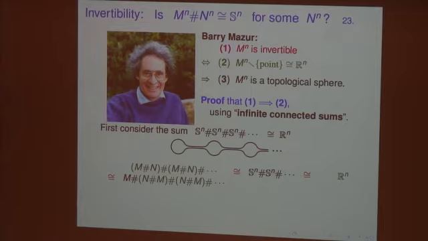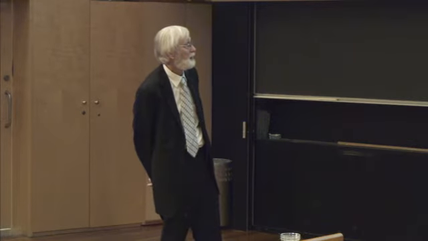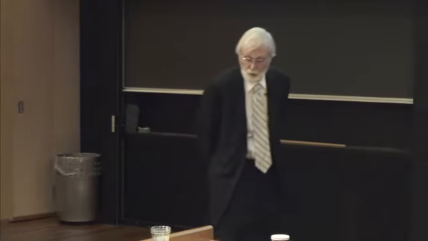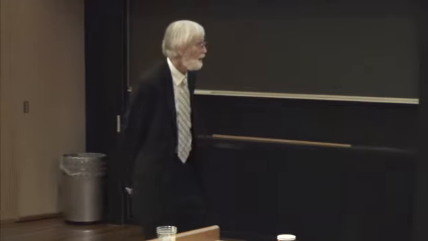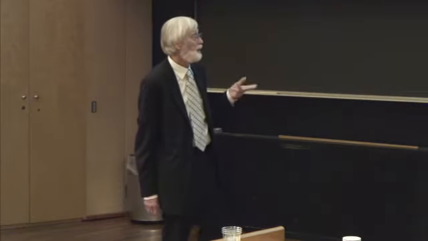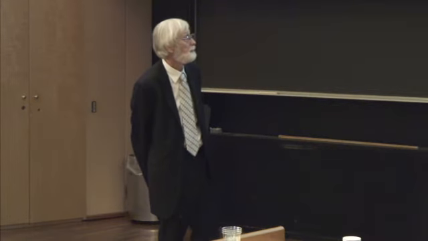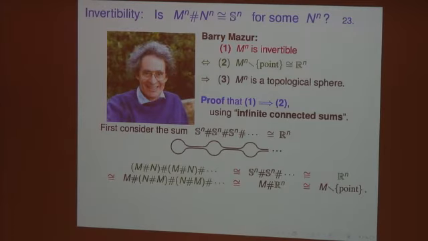We can take m and then add n plus m and n plus m, and so on. So in this case, we get m plus Rn. Well, Rn you can think of as a sphere with a point removed, from the point of view of differential topology. And the sphere is the identity element. So this is just the same as taking m and removing a point. So this completes the proof that 1 implies 2. We just started by assuming we had an inverse and concluded that m minus a point is diffeomorphic to Rn.